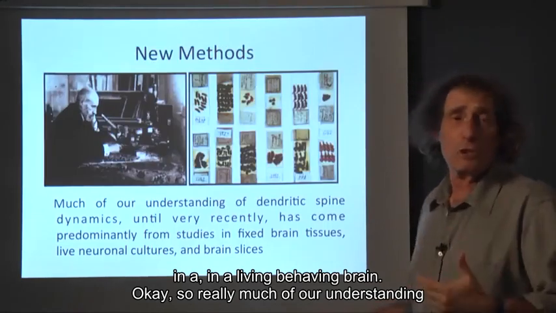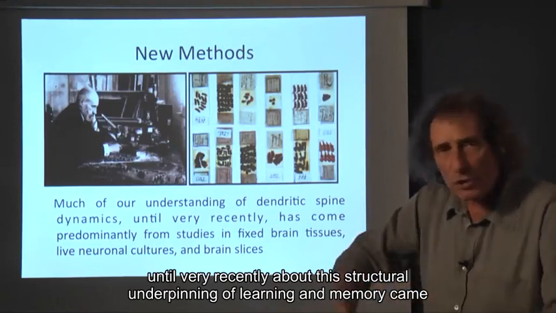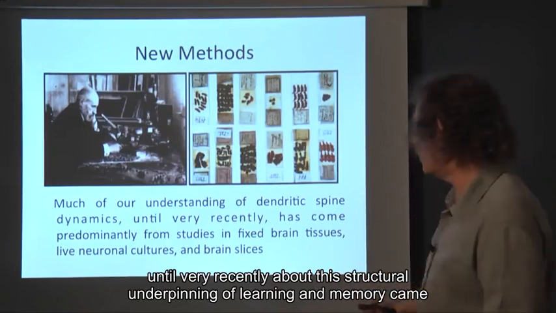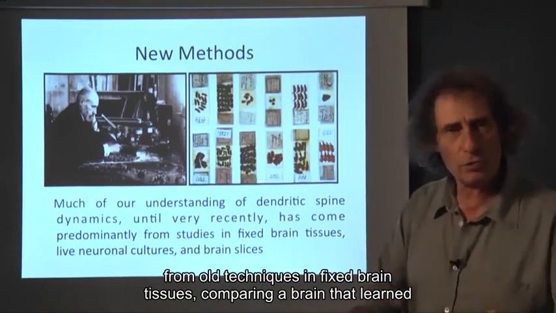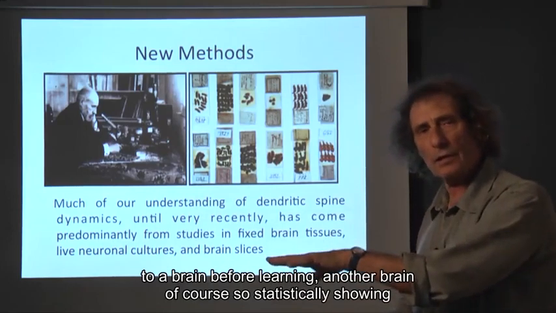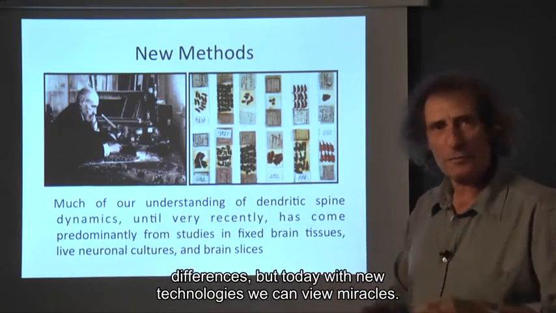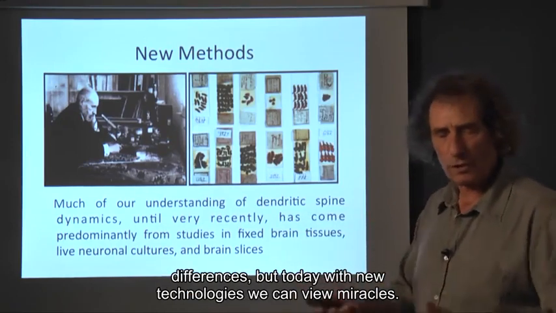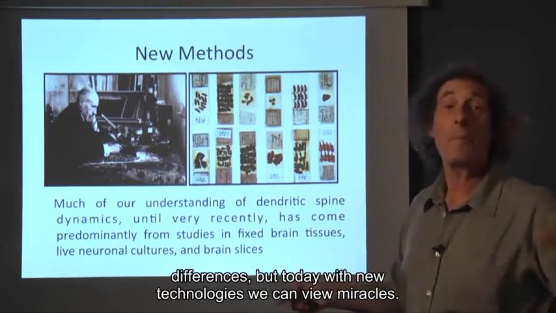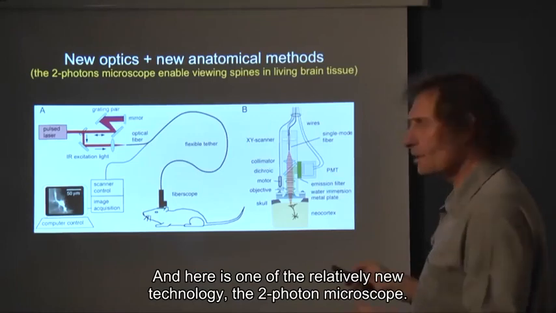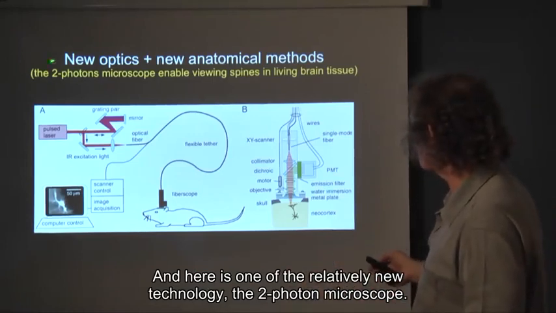Okay, so really much of our understanding until very recently about the structural underpinning of learning and memory came from old techniques in fixed brain tissues, comparing a brain that learned to a brain before learning, another brain, of course, so statistically showing differences. But today, with new technologies, we can do miracles. And here is one of the relatively new technology, the two-photon microscope.